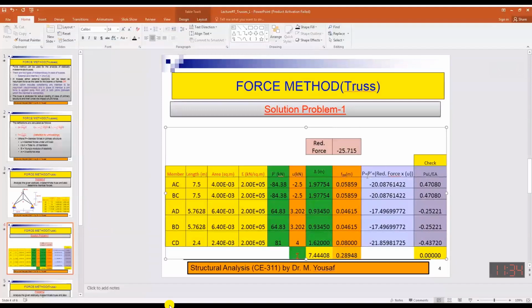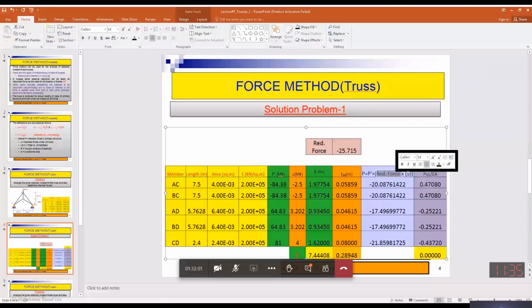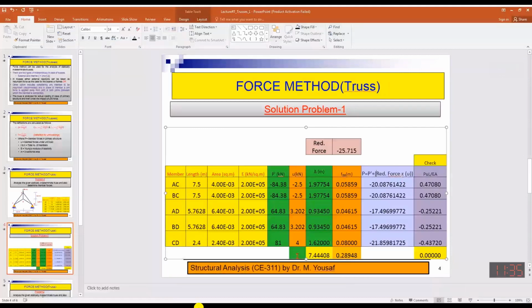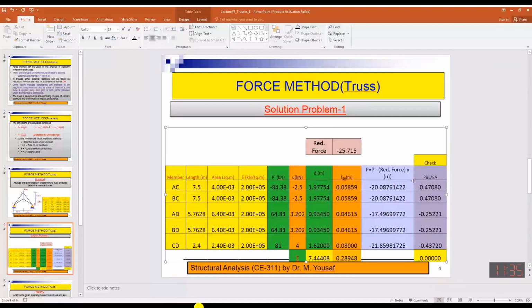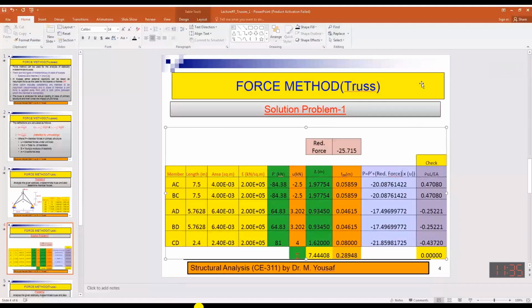So P is the member force, actual member force. P dash is due to the forces which are available on the primary structure, plus now you have applied the redundant force. It should be multiplied with the unit force. Redundant force multiplied by the unit force. Is it okay or it is not okay? Anybody? If you are having any ambiguity.